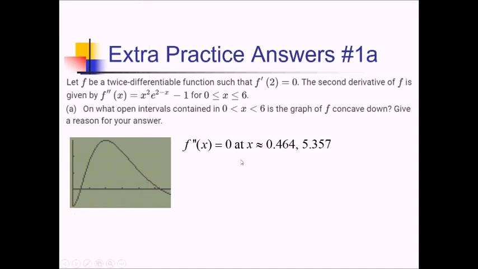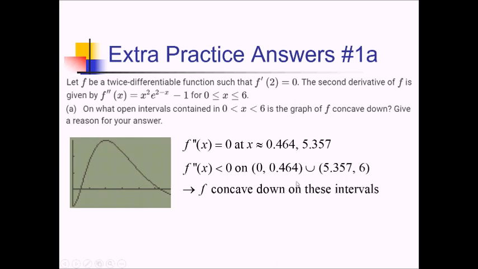All right, so we see here that f double prime is negative, which is what we care about, between 0 and 0.464, and also between 5.357 and 6. And it's probably negative in other places too, but that's the only thing we care about because they wanted the intervals on this interval where we were concave down. And we haven't actually said we're concave down yet. This is the conditions for being concave down. Now we have to actually say f is concave down on these intervals.